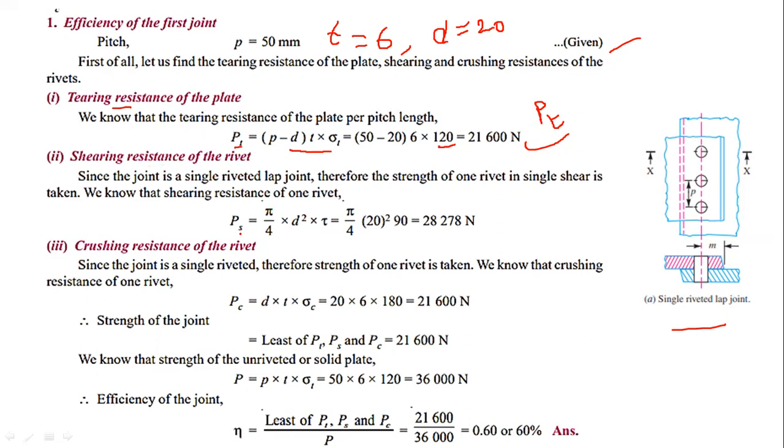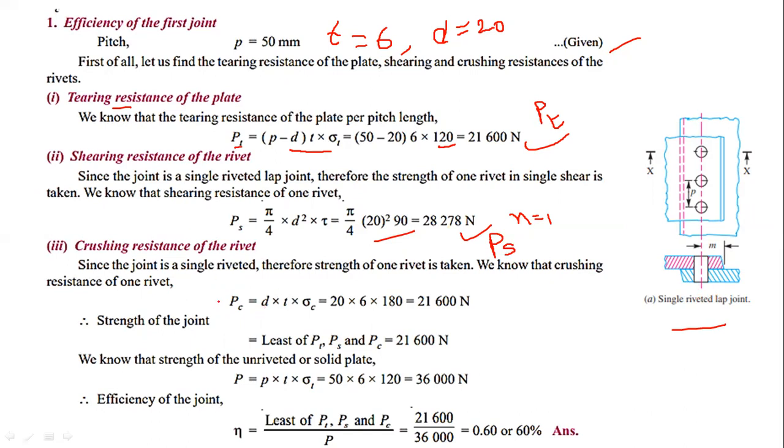Now, another failure is shearing failure. PS is the shearing strength or shearing resistance of the rivet. PS equal to n into pi by 4 D square into tau. Here n equal to 1 for a single riveted lap joint, since there is only one row, so I am not considering n here. Also, for all types of lap joints, you have to consider single shear. This is PS.